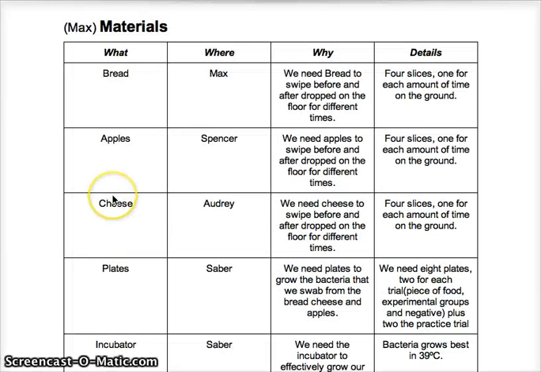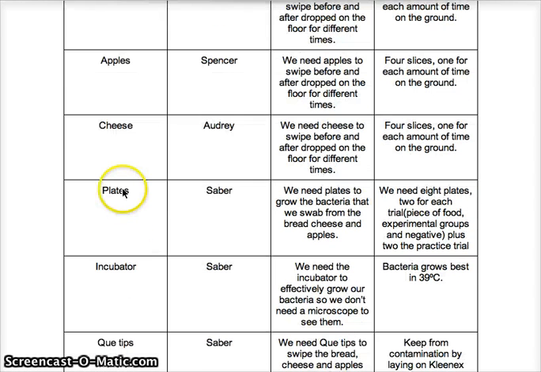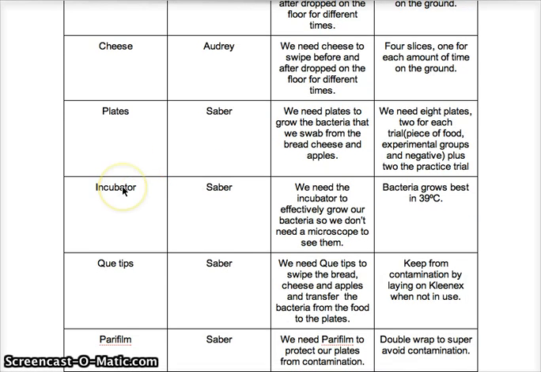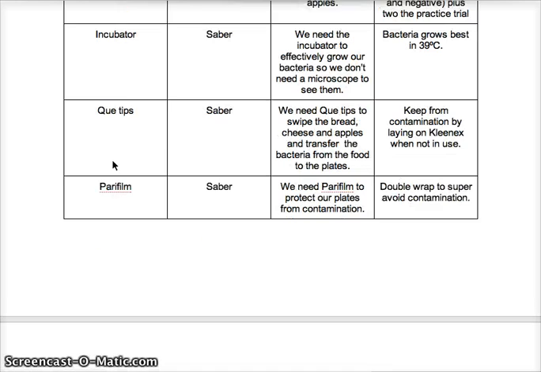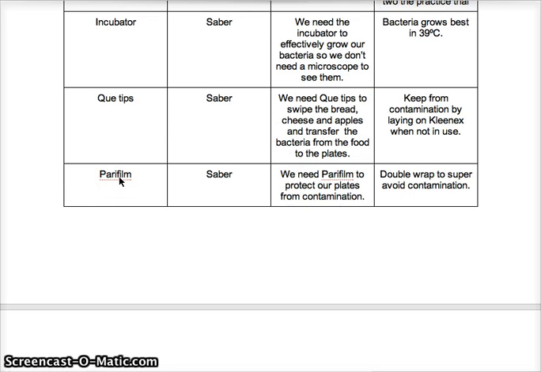We need 4 slices from each of our testing foods to run our bacteria experiment. We need a plate to see the amount of bacteria that the foods attract. We need an incubator for the bacteria to grow. We need Q-tips to inoculate the foods and to swipe on the Petri dishes. And we need parafilm to wrap the dishes to avoid contamination.